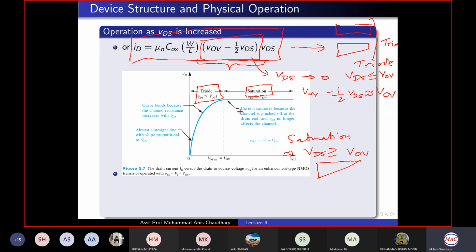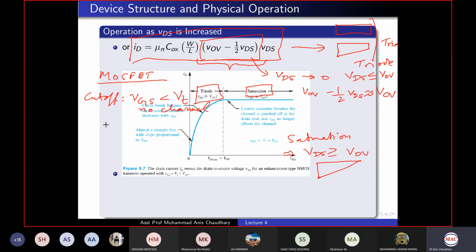So let's summarize this. We have three modes of operation possible for a MOSFET. The first mode of operation is cutoff, and cutoff means you don't have a channel. So VGS is less than VT. When VGS is less than the threshold voltage VT, you don't have a channel. Channel does not exist. So there is no mechanism for current flow between drain and source. And we say that the device is cut off.